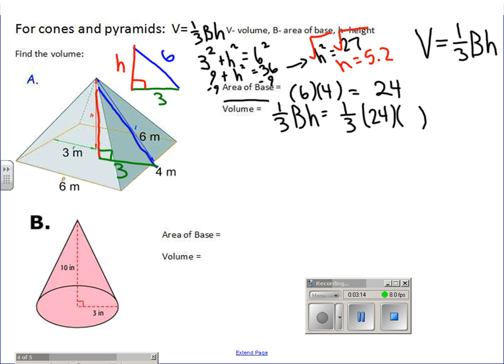So for this formula, 1/3 times the area of the base, now we know the height is 5.2. So we can multiply 24 times 5.2 and then multiply by 1/3, or divide by 3, and you get 41.6 meters cubed is the volume of this handy dandy pyramid.